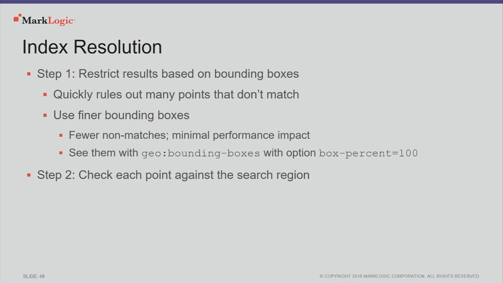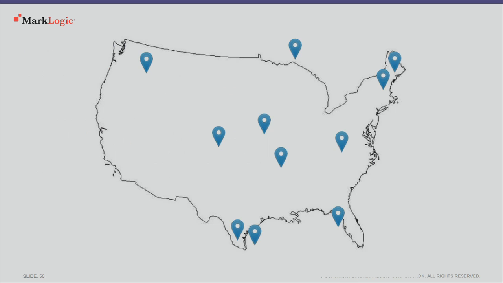So the next step is that we have to loop through each point and check to see if it's in the search region or not. We loop through the points in order. Remember, I said they're sorted, so we go south to north, west to east. Each point has to be checked, and if it doesn't match, we throw it out. So we go through and check all of our points individually to see which ones are the actual matches.